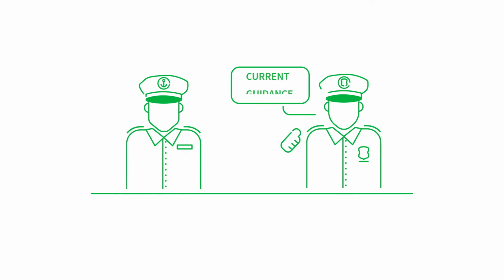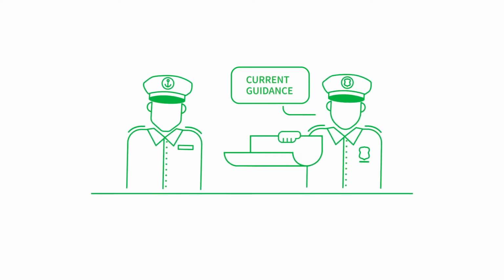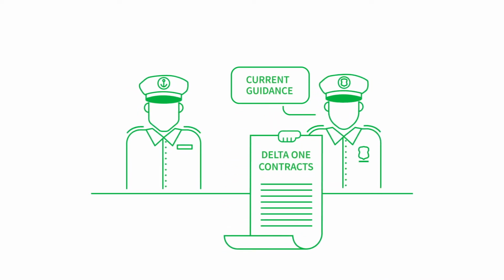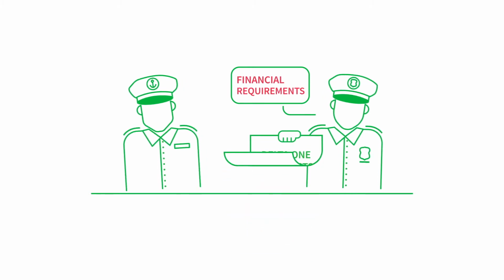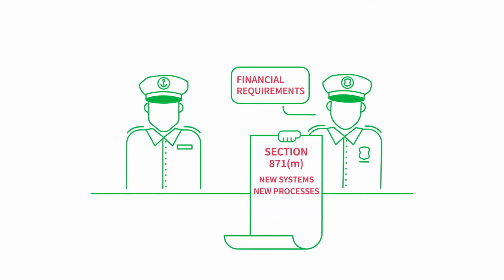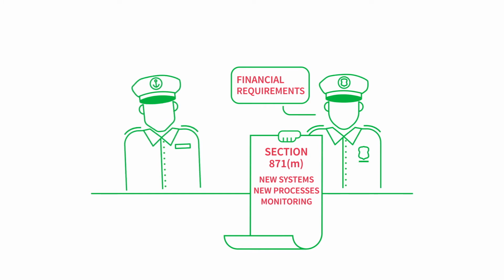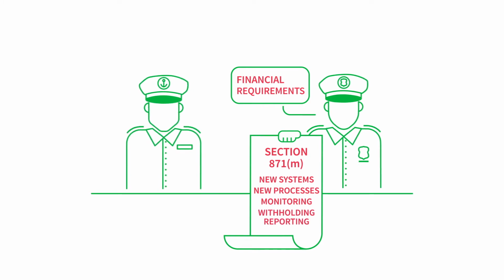The current guidance requires Delta One contracts in scope today, even though certain transition relief has been afforded. Financial institutions must create new systems and processes to monitor which products fall within scope of the regulations, and when required, implement withholding and reporting.